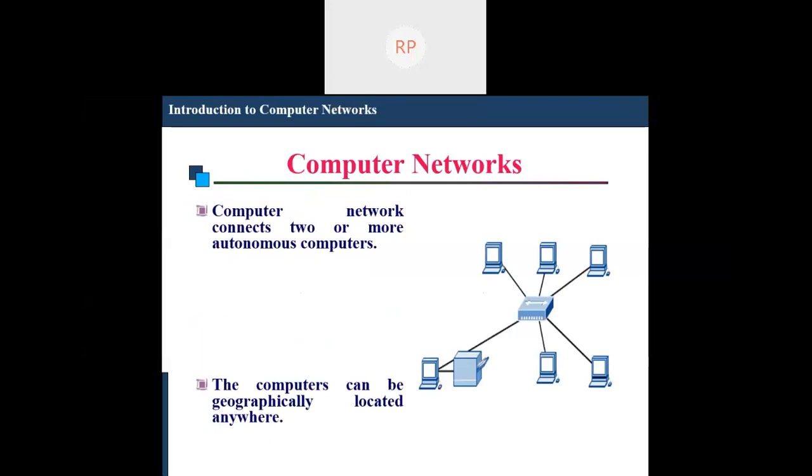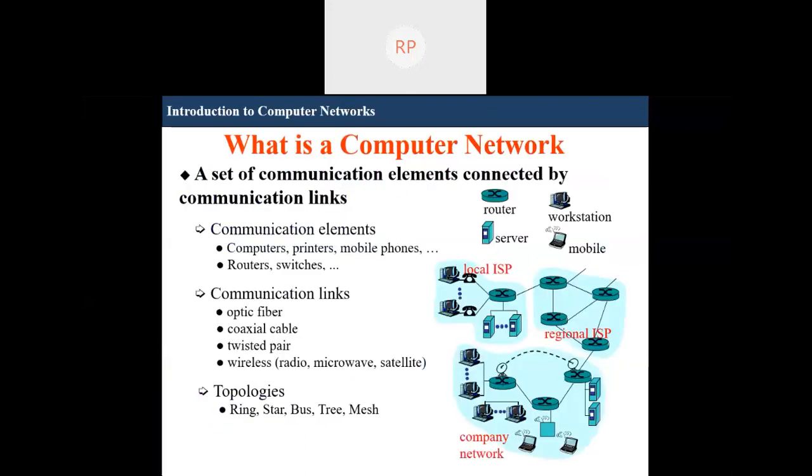First, computer network. I think all of you know the definition of computer network. Just briefly, a computer network connects two or more autonomous computers. Simple definition: the computers can be geographically located anywhere. You have to connect those multiple computers together. It's nothing but a network. More than one computer is nothing but a network.